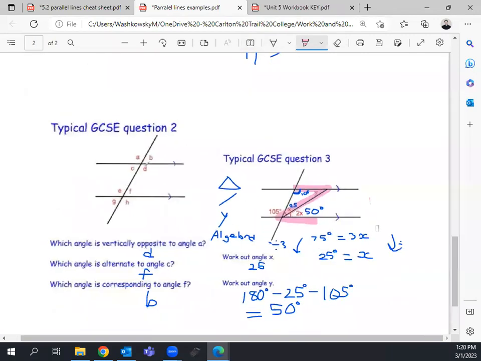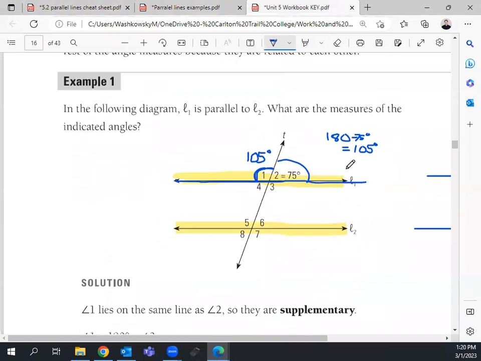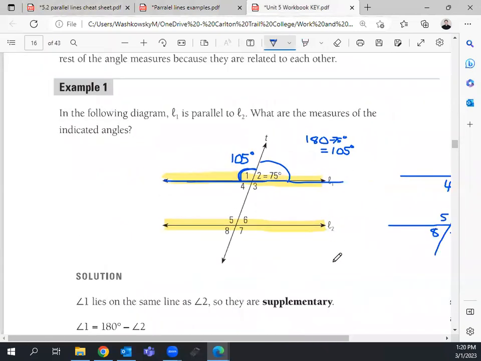So what we're going to do now is we're going to transition back to our workbooks. So we're going to go back to our workbooks here.